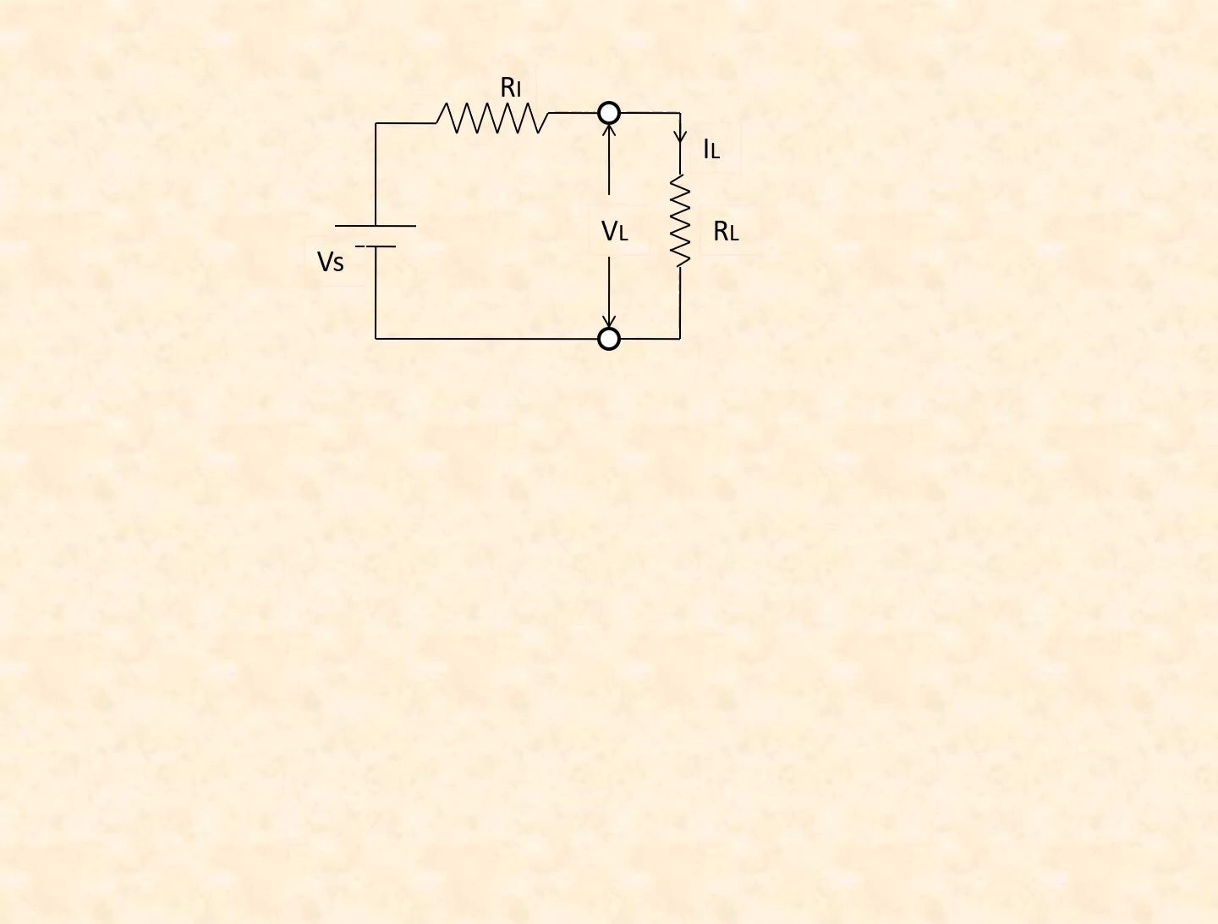Let us see this diagram. It is made up of voltage source Vs, internal resistance Ri, load resistance RL. Current flowing through RL is IL and the voltage across RL is VL. We will prove that this source can be treated as voltage source or can be treated as current source. It can be shown as follows.